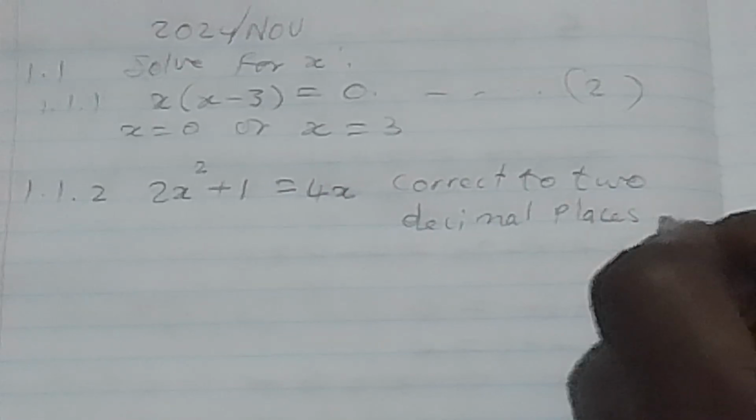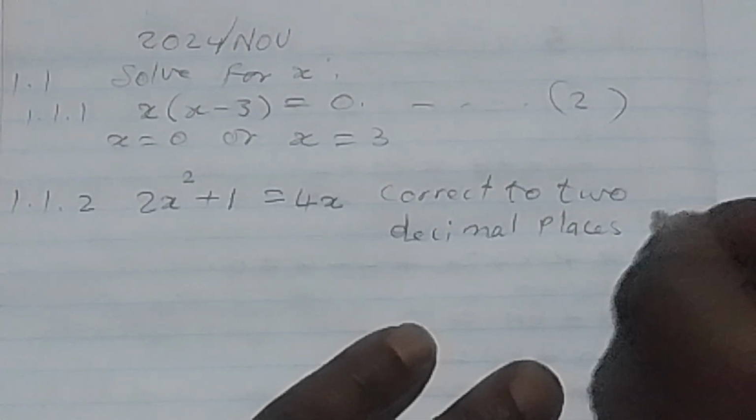Come to question 1.1.2. 1.1.2 says 2x squared plus 1 is equals to 4x. Now they say correct to 2 decimal places. This is for 4 marks. Now there is a lot of work here you must do.